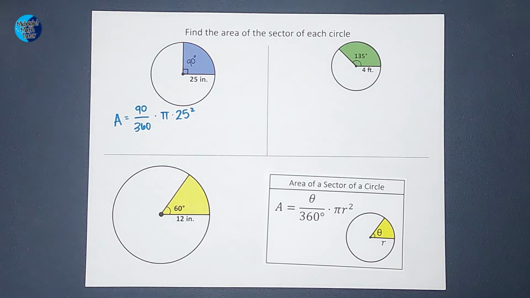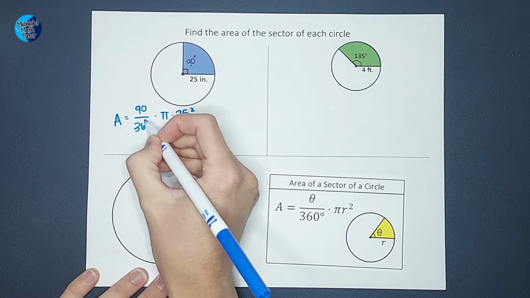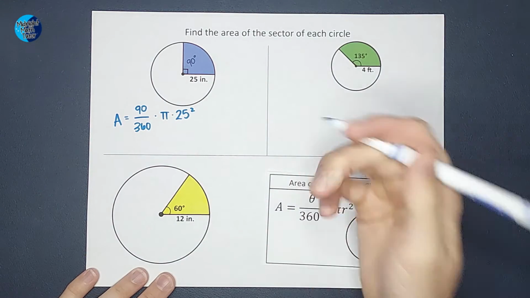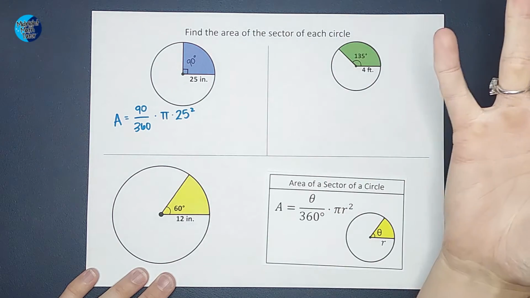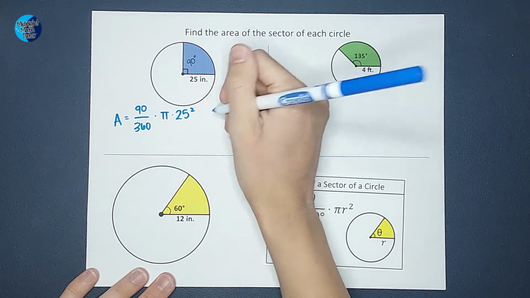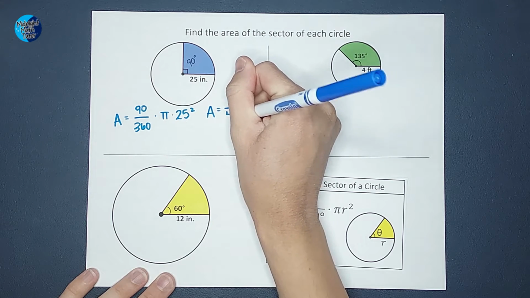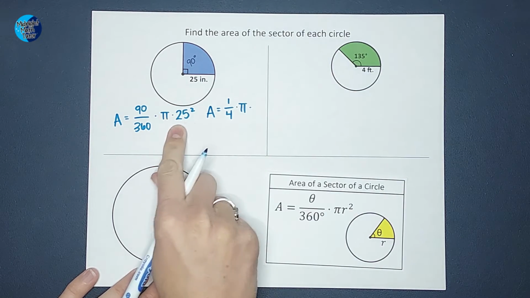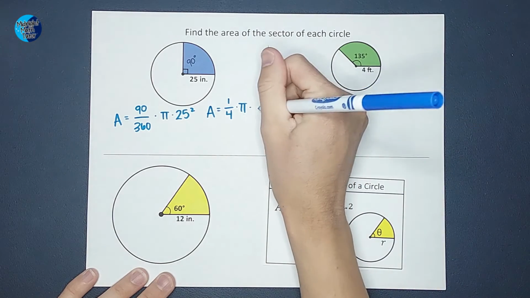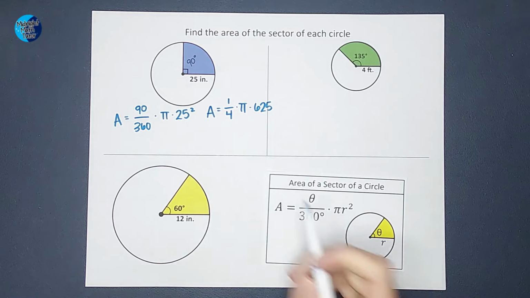25 squared. Now this looks a little complicated, but we're going to simplify it down. When I simplify 90 over 360, or even if you just look at your circle, 90 degrees is 1/4 of a circle, right? So 90 over 360 simplifies down to just 1/4. We're still multiplying by pi. And 25 squared, 25 times 25, gives me 625.